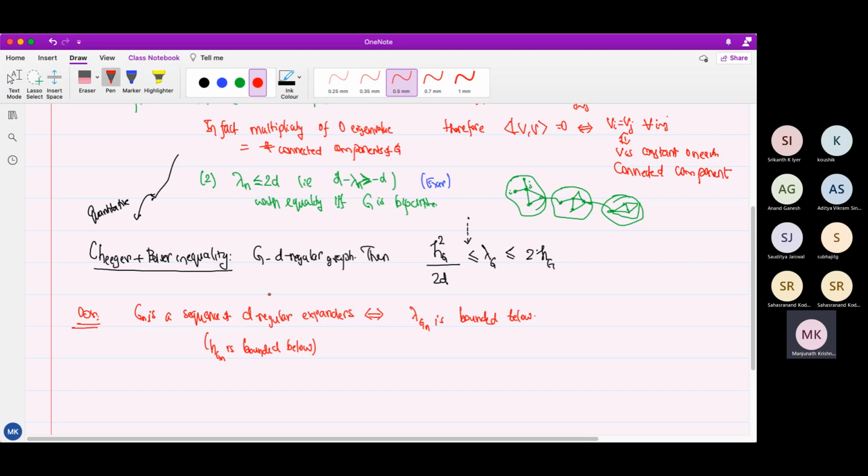Is this okay? Is this clear? This is one of the great inequalities, a very beautiful one. I want to prove it even though this has nothing to do with Fourier analysis, but this is great stuff. Cheeger is a very famous geometer, and the same thing is there in geometry.